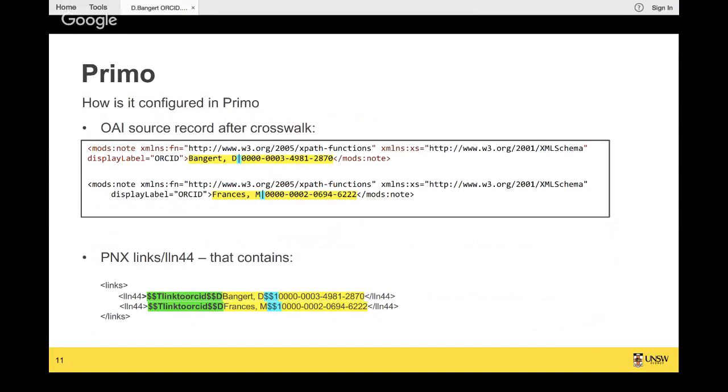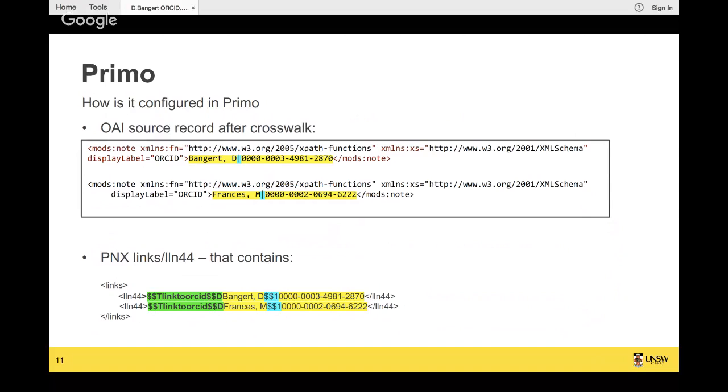Now, with the much simplified author name elements in the MODS metadata as shown in the box, the normalization rules transformation to PNX will be much easier. As you can see, it is almost a direct copy of the source record to PNX with a few changes, that is adding the prefix $$T linked to ORCID ID, $$D, as shown in the green color. And then we replace the pipe character with $$1, as shown in the light blue color.